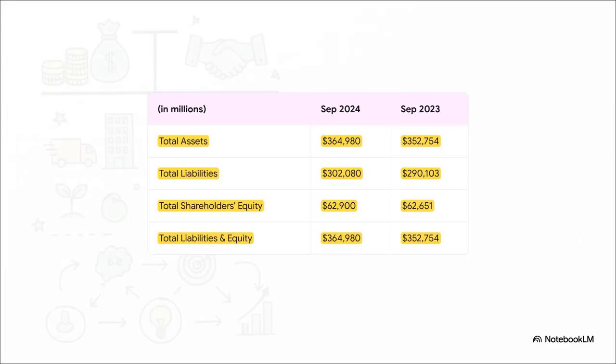Let's make this real with an example from Apple. Take a look at 2024. You see total assets of about $365 billion. Okay, now look at the other side of the equation. You've got about $302 billion in liabilities, plus about $63 billion in equity. You add those two together, and what do you get? It balances perfectly to that $365 billion asset number. It has to. The equation always holds.